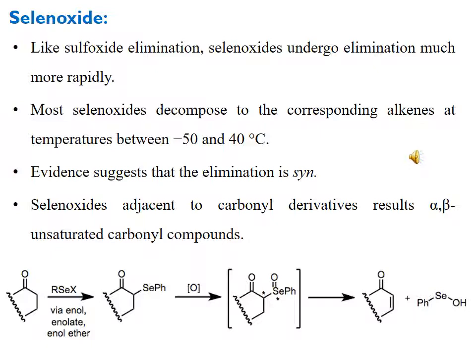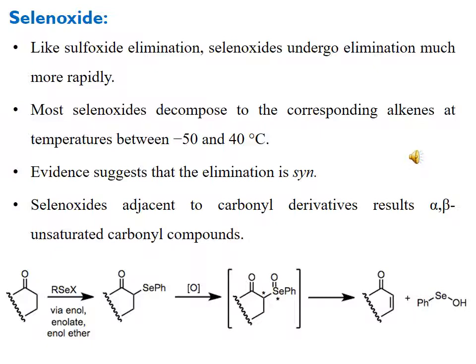Here you can see the reaction in which a carbonyl, a cyclic carbonyl, is treated with some selenium compound and is converted into selenide. This step is not similar to our reaction, that is, the Sharpless olefination reaction does not include this step of formation of selenide.